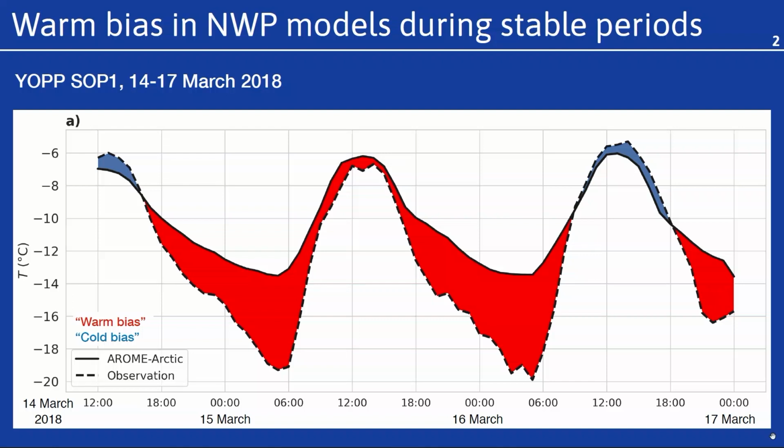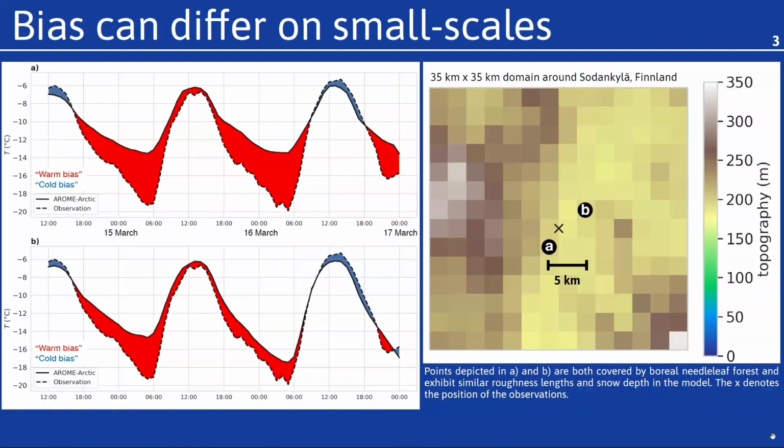However, this warm bias, and thereby also the representation of the stable boundary layer, can change on small spatial scales. And during YOPP SOP-NH1, that happened in AROME-Arctic. On the side, you can see a zoom-in of the domain around Sodankylä, and the mast location is shown by the X. Now we take two grid boxes, which are essentially neighbors, called A and B here, and they show very different representations, shown here in panels A and B.